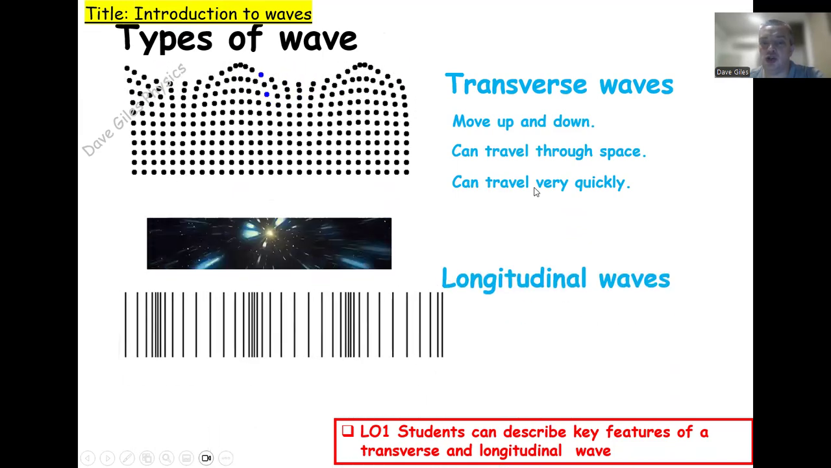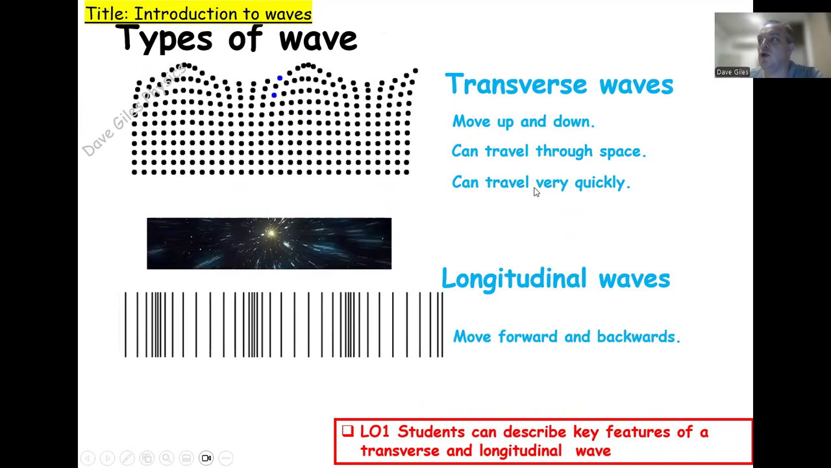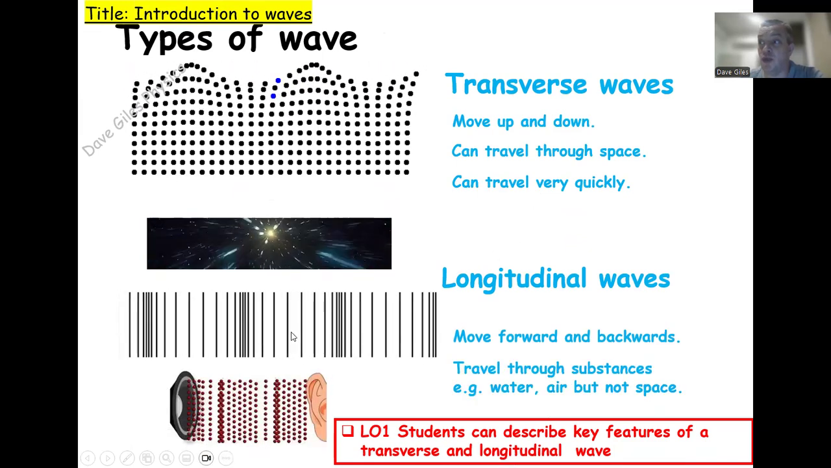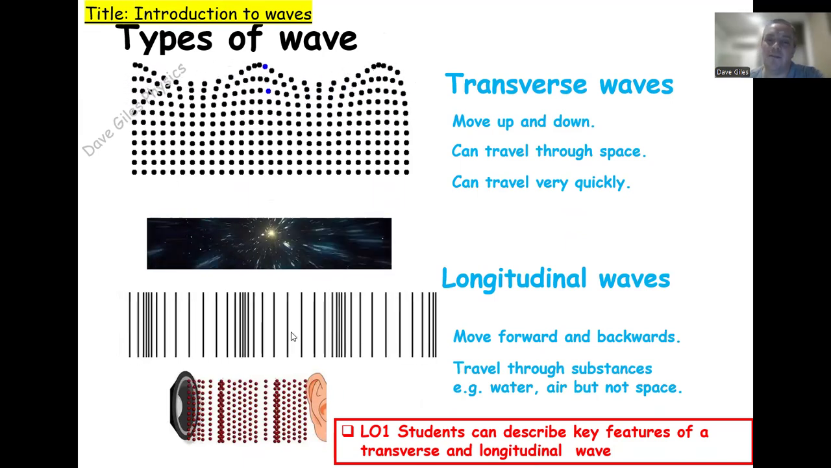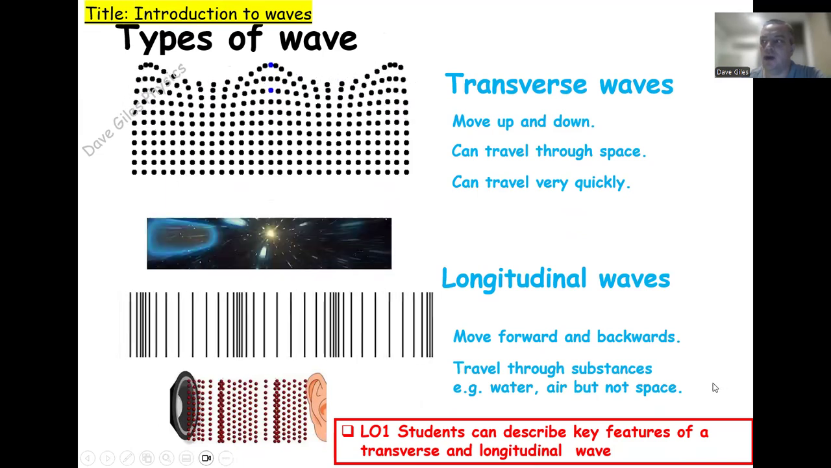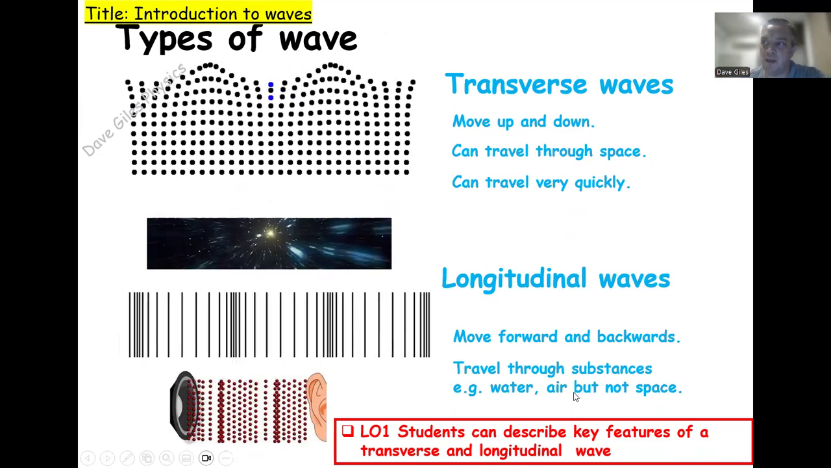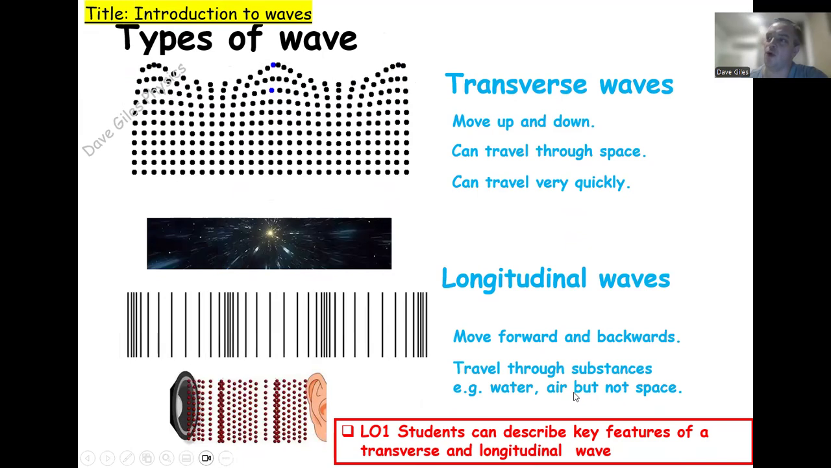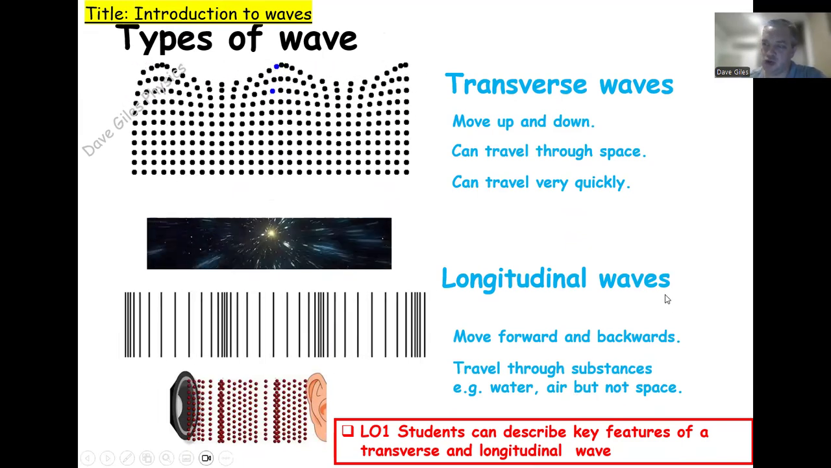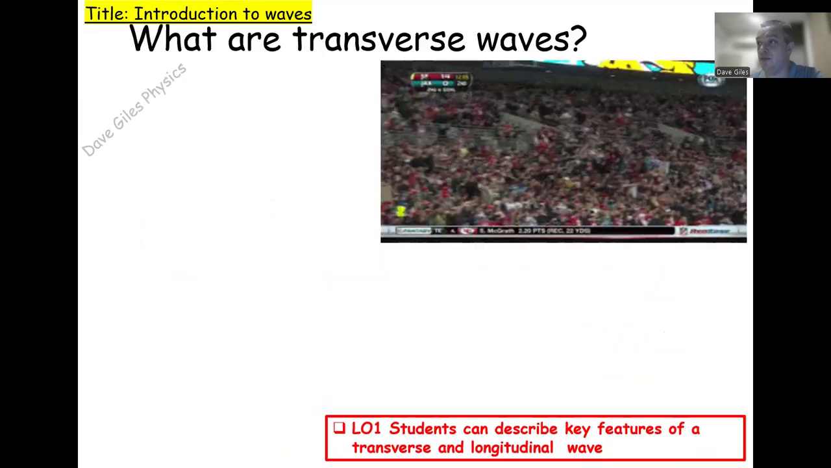Next up, we've got longitudinal waves. These move backwards and forwards, as you can see here, and they travel through substances, so they need a medium, it's a term we use, for them to actually travel. Such as water and air, but space, which is a vacuum and has no particles, cannot transfer energy. So longitudinal waves don't travel through space.